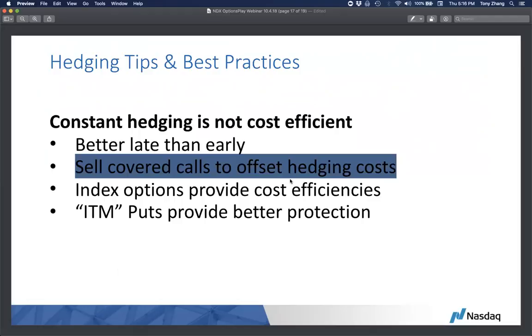Any other questions regarding hedging your portfolio? Michael, thank you very much. I really appreciate it.